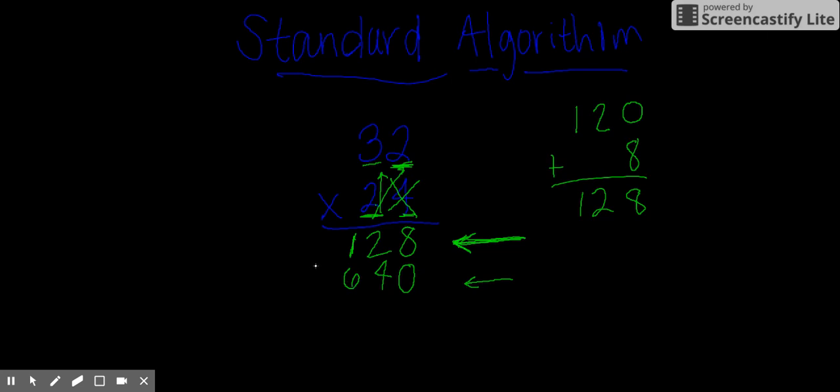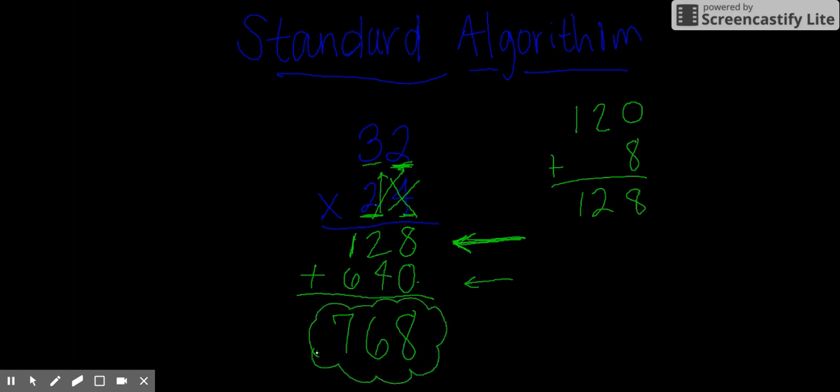Alrighty. What we're going to do, just like we had to add our partial products, you do have to do some addition for a standard algorithm. You're going to add everything you just got. 8 plus 0 is 8. 2 plus 4 is 6. 1 plus 6 is 7. 768. If you go back and watch all the videos, that is the answer that we got each time. This is the least broken down way of showing you how we got the answer.